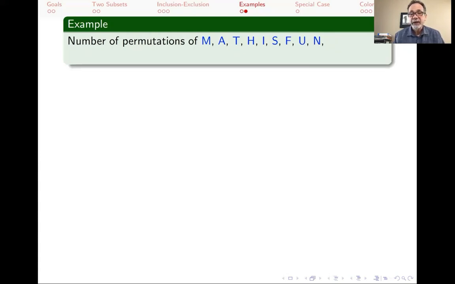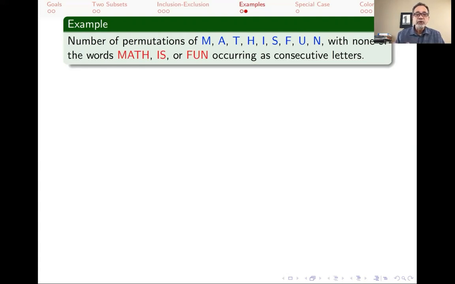Another example, let's say that we look at the letters M-A-T-H-I-S-F-U-N. There are 9 of them. And we're asking, in the permutations of these letters, how many of them do not have the word math, is, or fun? Like you see none of those words as consecutive letters in the right order.